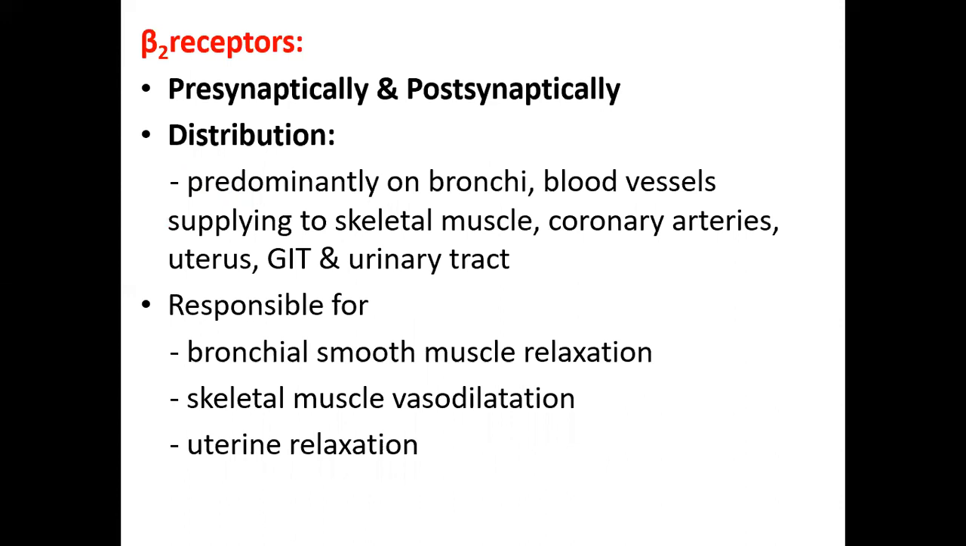Beta 2 receptors are present presynaptically as well as postsynaptically. Predominantly they are on the bronchi. Apart from that, they are also present on blood vessels supplying skeletal muscles, and in the coronary arteries, uterus, GIT, as well as urinary tract. They are mainly responsible for bronchial smooth muscle relaxation, skeletal muscle vasodilatation, as well as uterine relaxation.